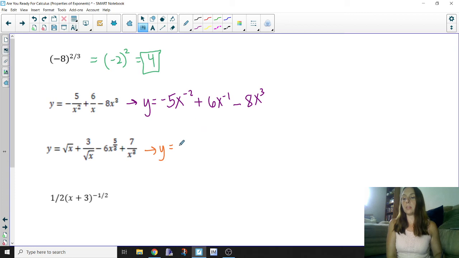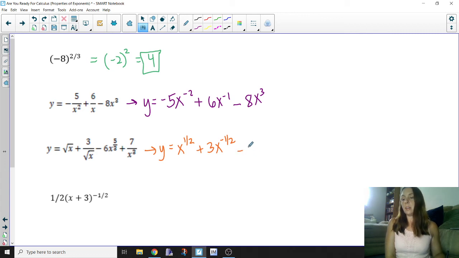Well, a square root is an x to the 1/2 power. Get used to knowing that because you will need to know that a whole lot in Calc 1. A square root in the denominator is an x to the negative 1/2 power. So this plus 3 over root x, I'm going to rewrite as plus 3x to the negative 1/2 power. Square root in the denominator comes up as a negative 1/2 power, whatever's inside.